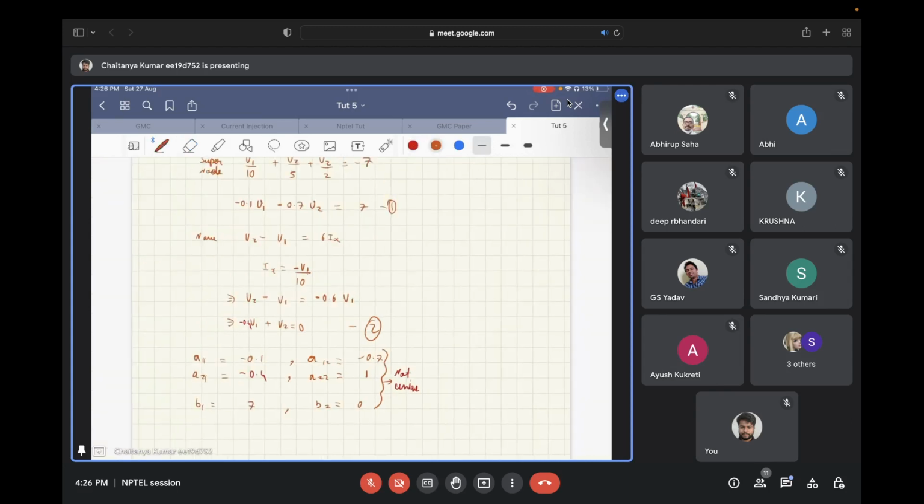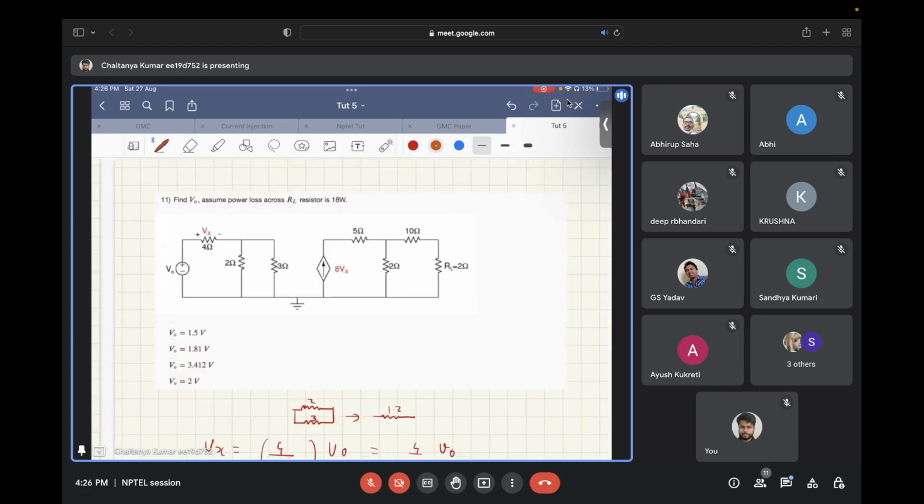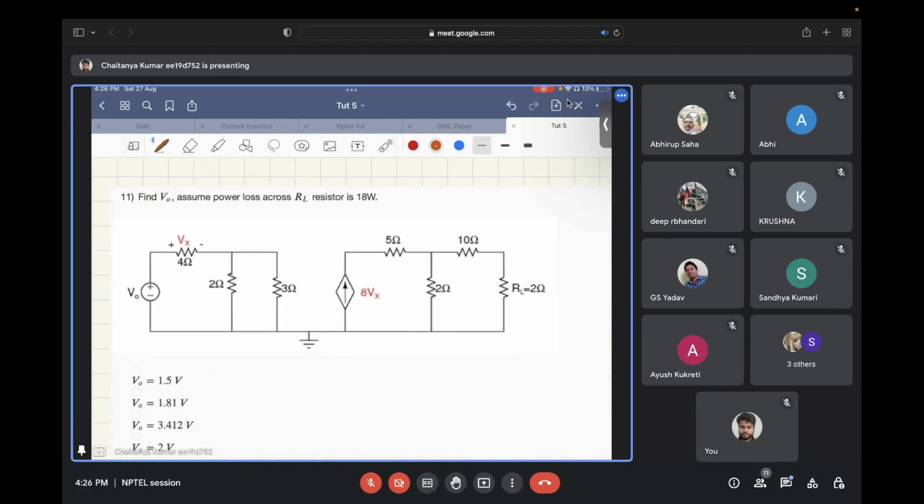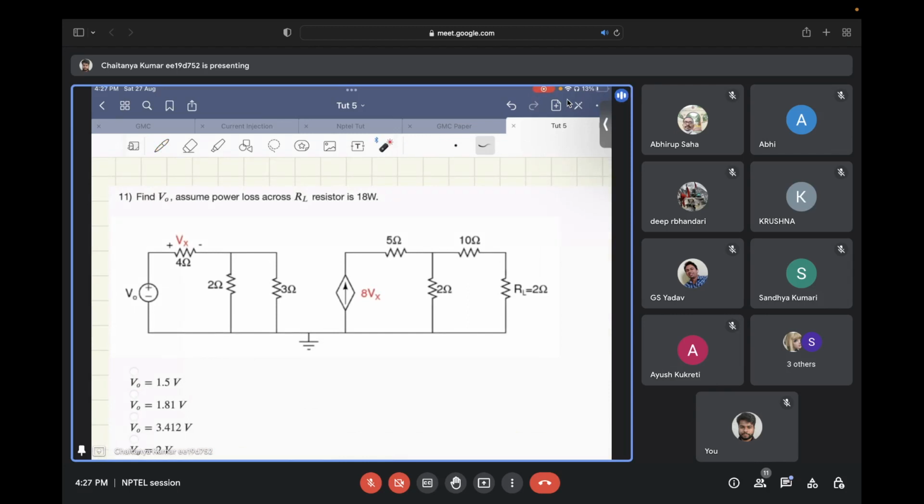So, let's move to the next question. Here you have been given a network in which it is said that the power loss across this load resistance RL is 18 watts, and from that you need to backtrack the value of V naught. Please try it out.